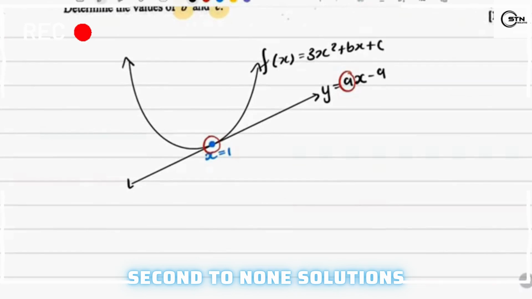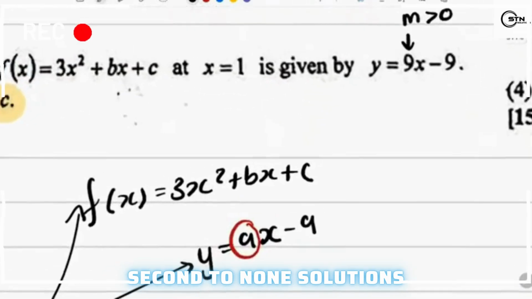Knowing that their gradients are exactly the same, I would attempt to find the gradient of f, because I'm saying the gradient of f and the gradient of the tangent are the same at this point. So find the gradient of f. f prime of x is equal to 3 times 2, which gives us 6. We have x, you subtract 1 from your 2, you get a 1, and you don't have to write that. It's invisible. Then you have here plus b.